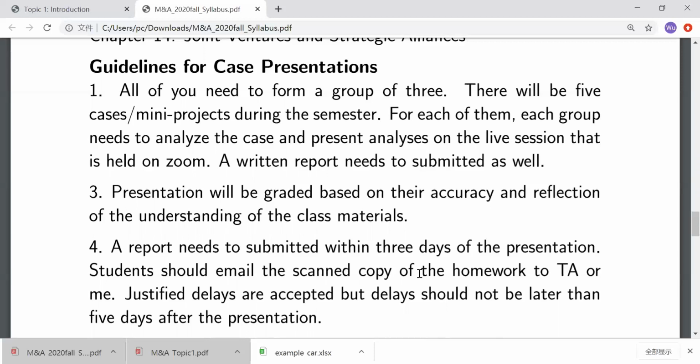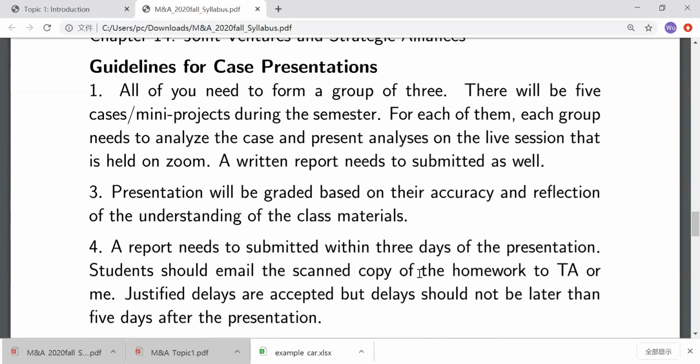and there will be 5 cases or mini projects during the semester. So it's about 2 weeks, 1 project, 2 weeks, 1 case. And then for each of them, each group needs to analyze the case or mini project, and then present the analysis in the live session that will be held on Zoom. And also after you present it, a written report needs to be submitted as well, right?